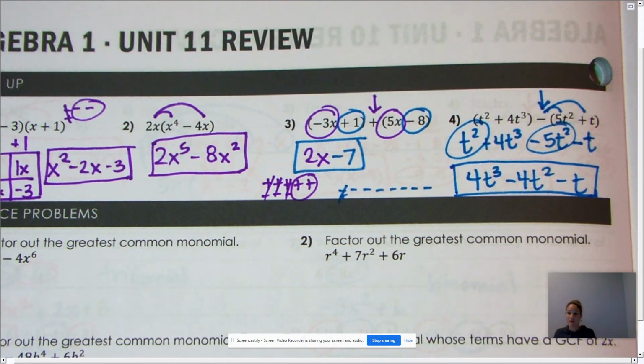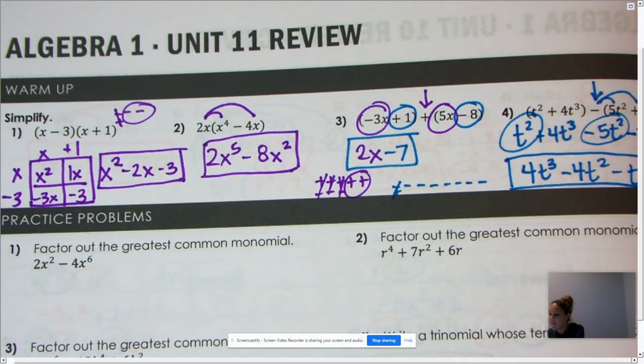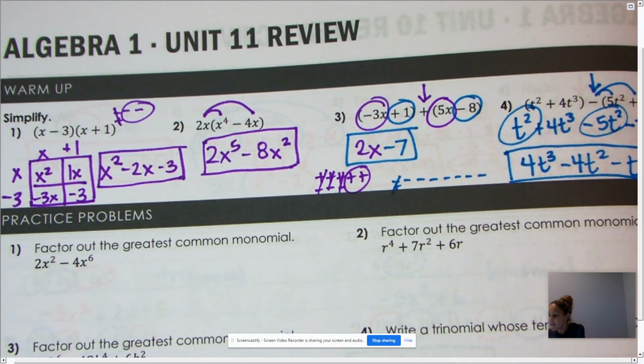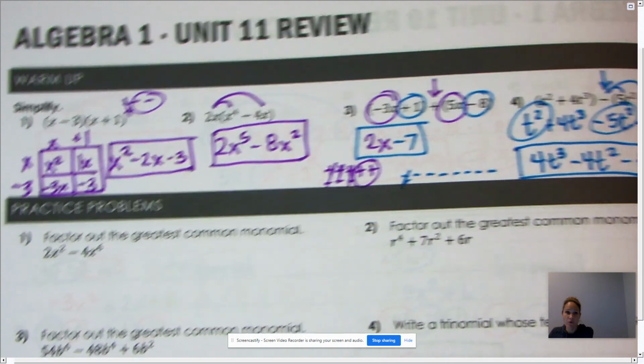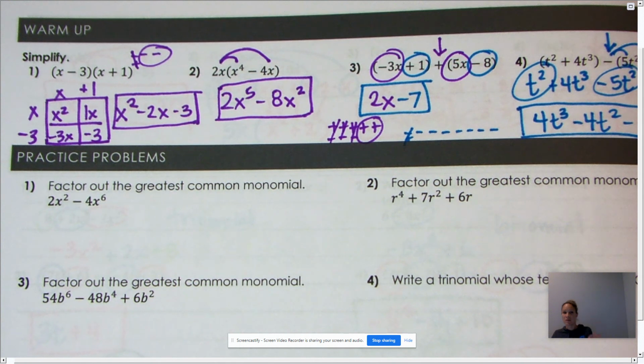Hopefully you guys did okay on those. Now we are going to review all of chapter 11, which was factoring. So first we're going to factor the greatest common factor out of both of these.